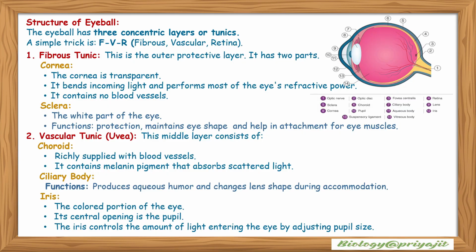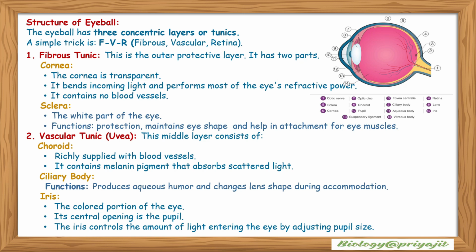Structure of the eyeball. The eyeball basically has 3 concentric layers or tunics. Simply remember FVR. F is the fibrous, V is the vascular and the third one is the retina. Fibrous tunic, this is the outer protective layer. It has 2 parts. Cornea is the transparent part. It bends incoming light and performs most of the eye's refractive power. It contains no blood vessels. The second part of the fibrous tunic is the sclera. It is the white part of the eye and its functions are to protect, maintain the eye shape and help in attachment for the eye muscles.